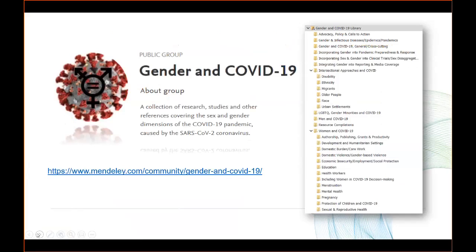Also, because sex and gender analysis and research is so important, we've recently launched a public Mendeley library focused on COVID-19 studies. And you can access that public library at the URL here, and I'm showing on the right-hand side just some of the folders that are in that library now.